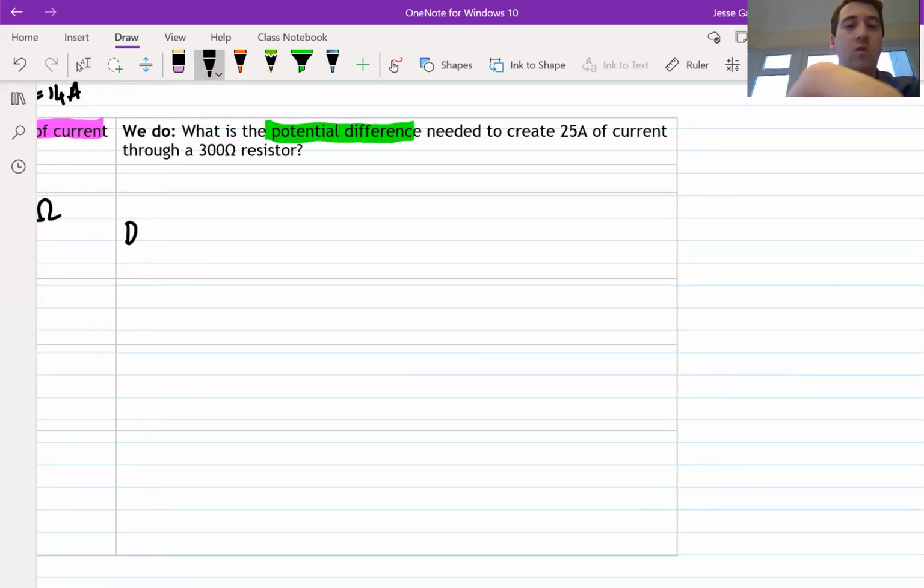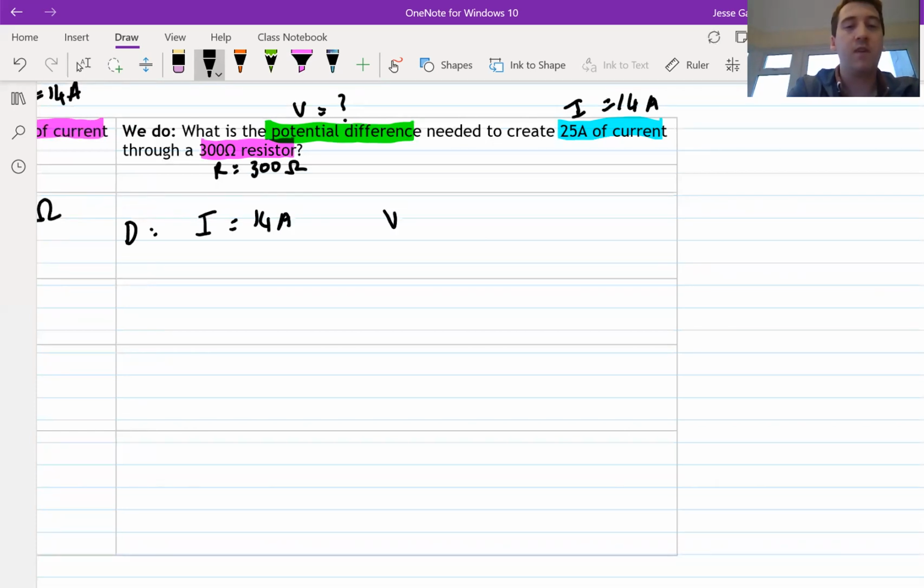So we don't know what V is. V equals question mark. We have 25 amps of current. So we know that I equals 14 amps. And we also know that we've got a 300 ohm resistor. So R equals 300 ohms. So in this line up, we should have I equals 14 amps, V equals question mark, and R equals 300 ohms.